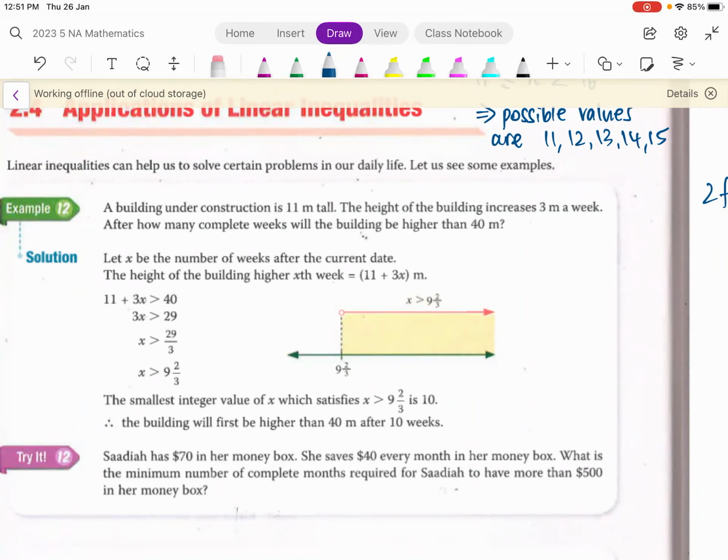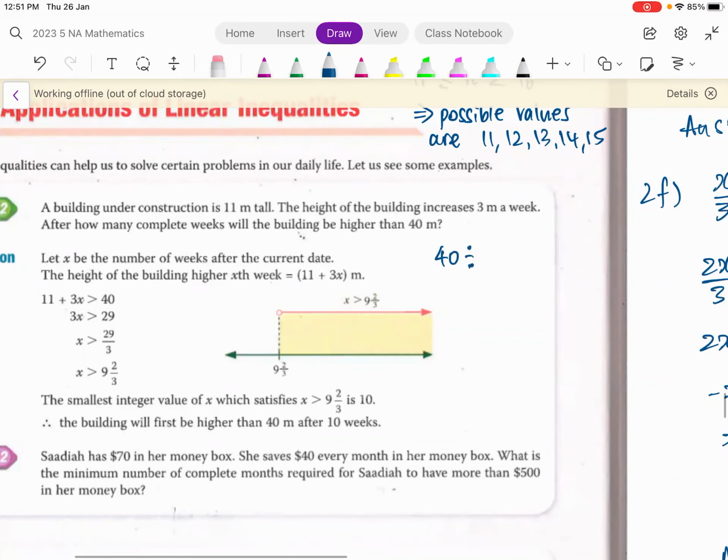It's currently 11 meters tall. The height of the building increases by 3 meters a week. After how many weeks will the building be higher than 40 meters? Okay, all look up. This is important now. Look up first. Stop doing your work. Look up. I will show you what is not accepted if I were to test you on this.